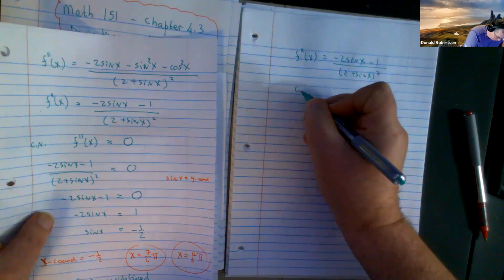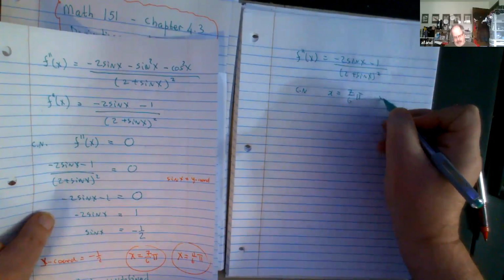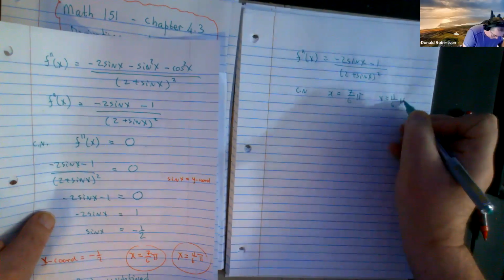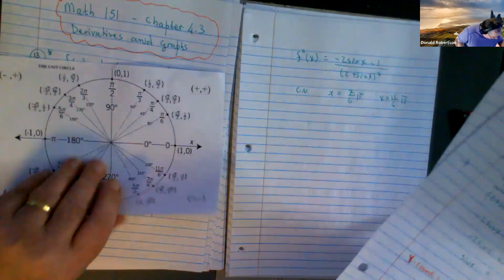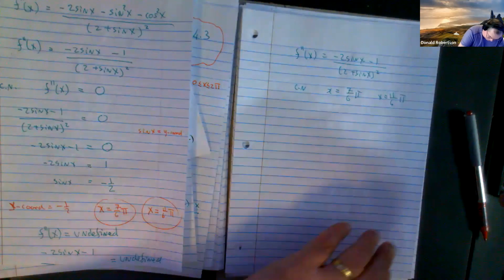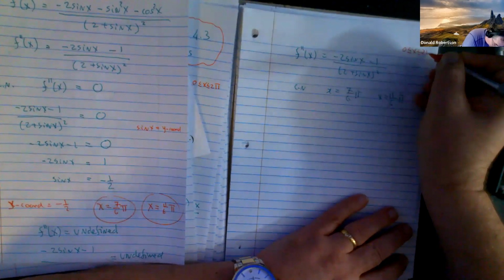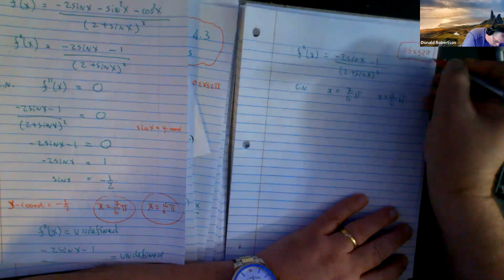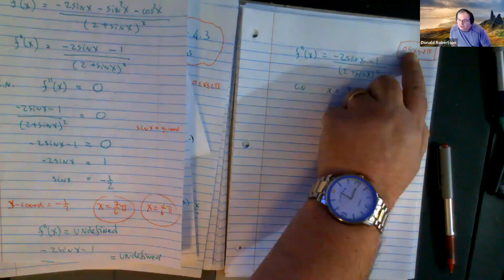And we have two critical numbers, 7/6 pi and 11/6 pi. I know what the answer that I should be doing here is. And we were told to only look in that region. Would you agree that's the only two answers that work in this region?